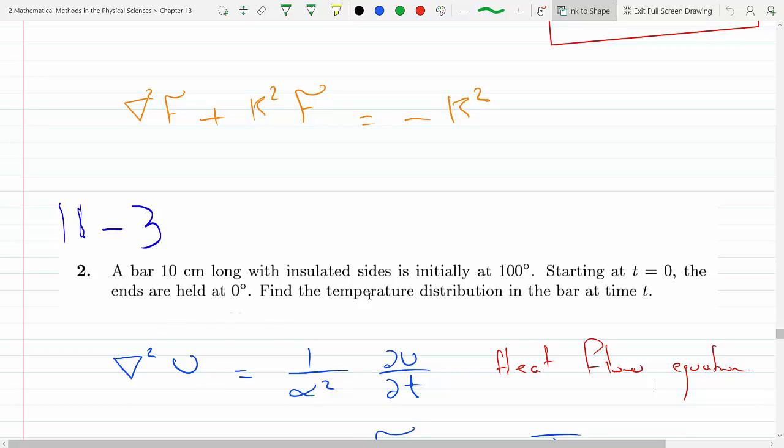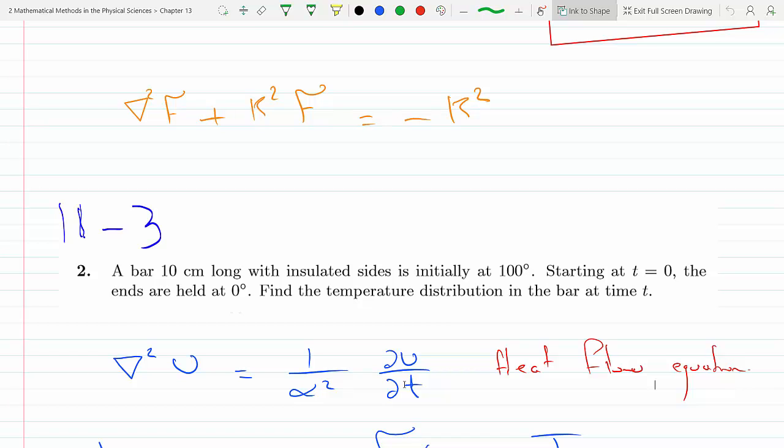Okay, so we have to solve the heat equation. This is the heat equation: del squared U equals 1 over alpha squared dU over dt. U is the temperature, and small t stands for time. They didn't want to put capital T for temperature, so they don't confuse capital T with small t. So they're using U for temperature.